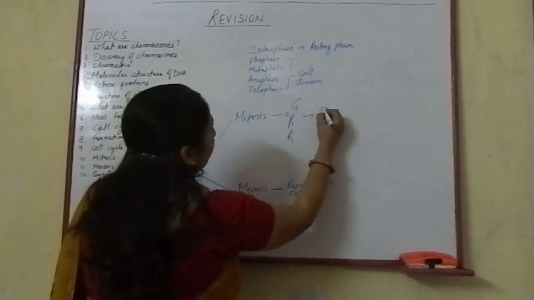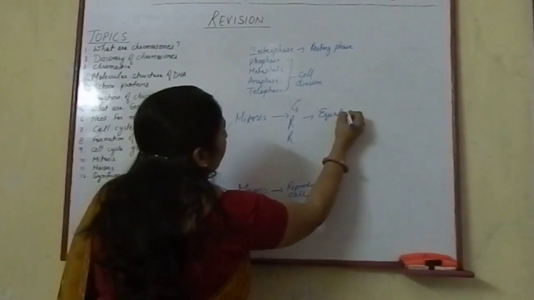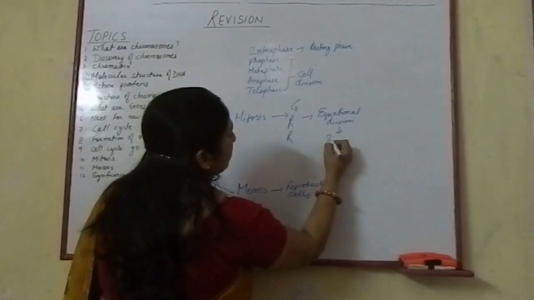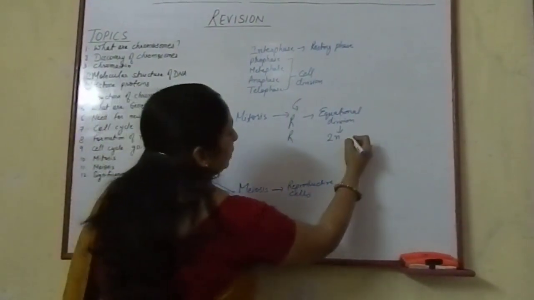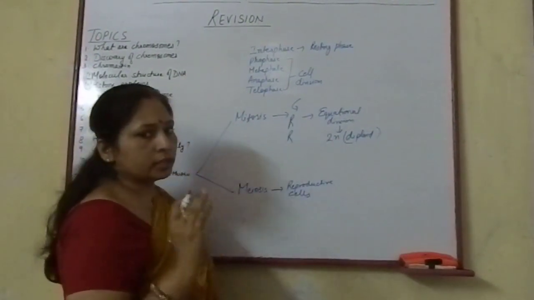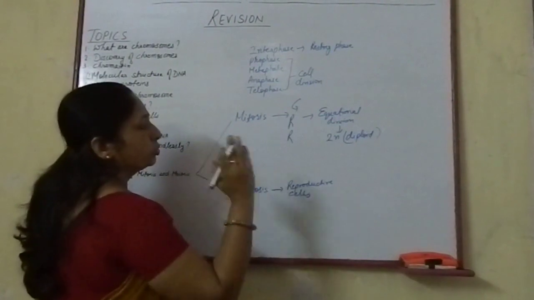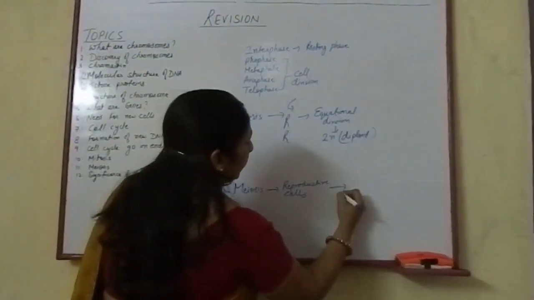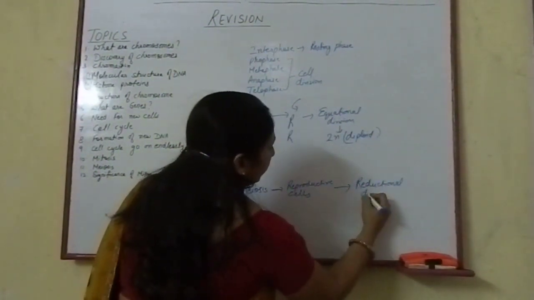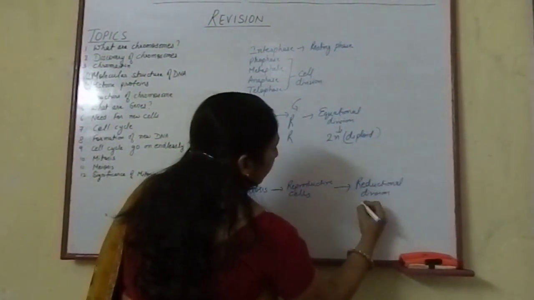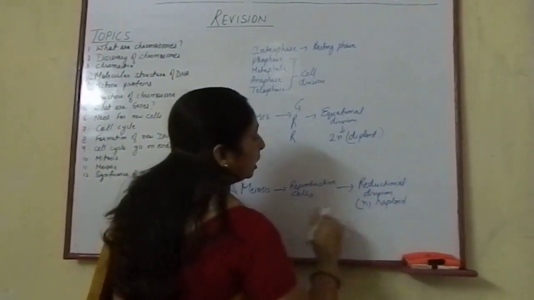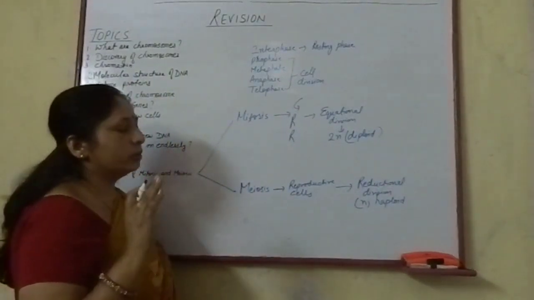Mitotic division is the equational division, as the number of cells remains the same as the parental cells, or the diploid number is retained in this step. Diploid number of the parental cell is retained in the mitotic division, so it is also known as equational division. Then meiosis is the reductional division, and the chromosome number becomes n, which is haploid, half of the parental chromosome number.